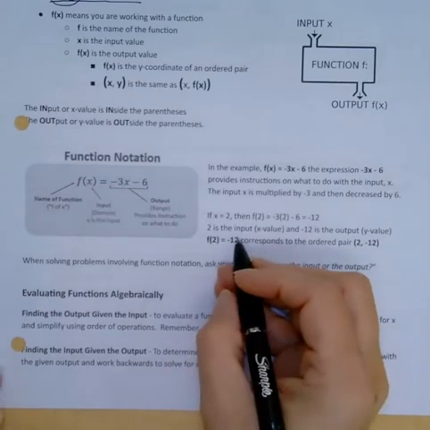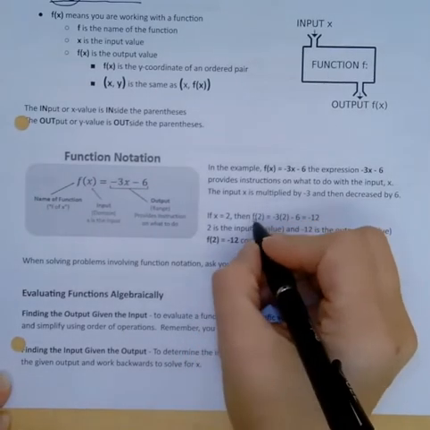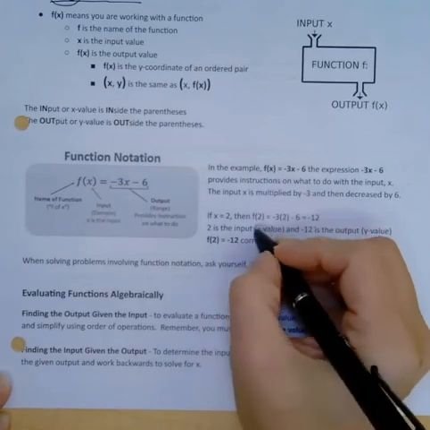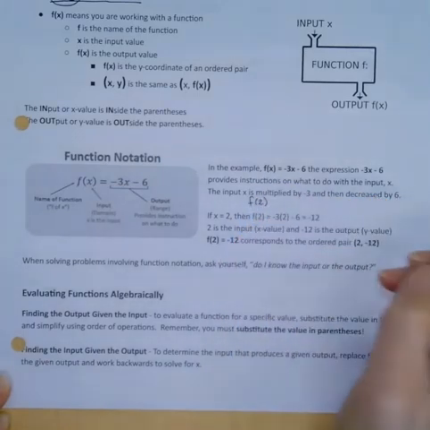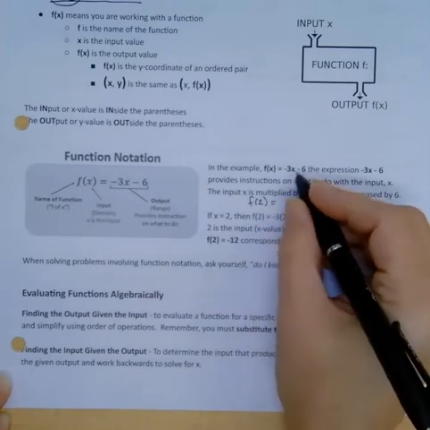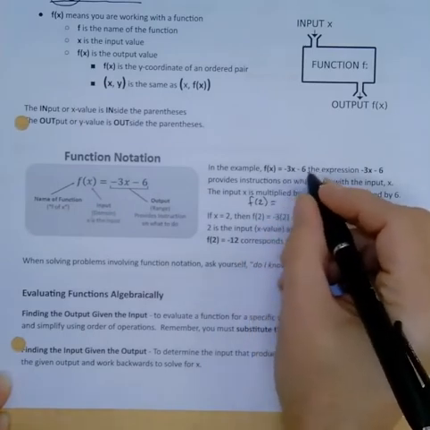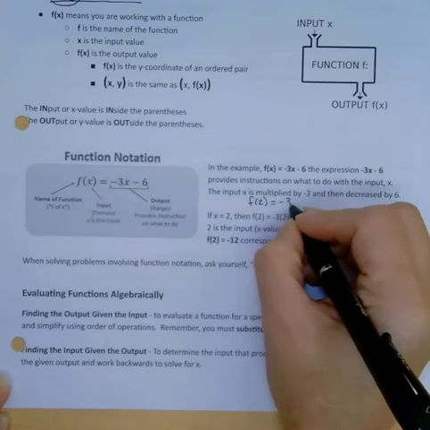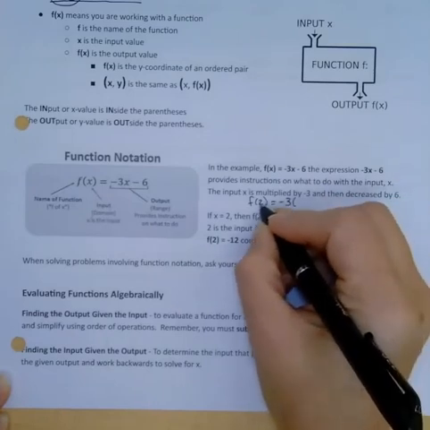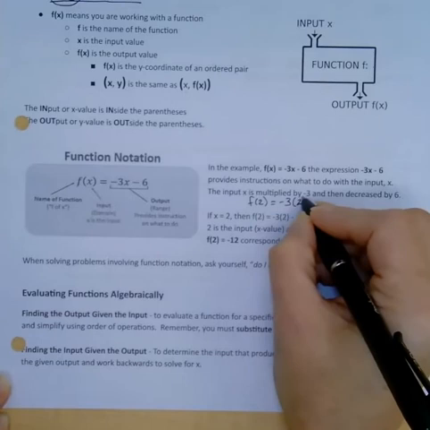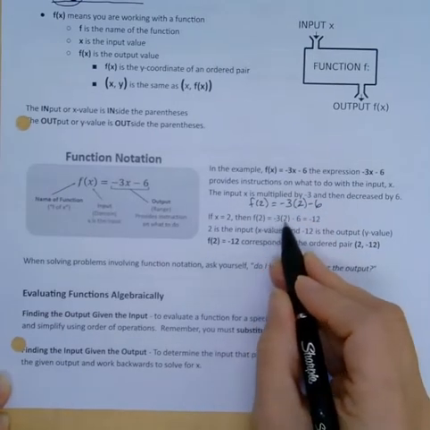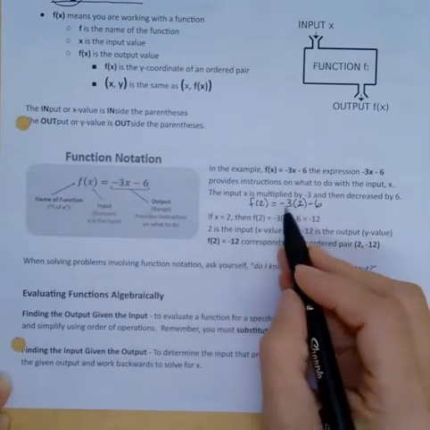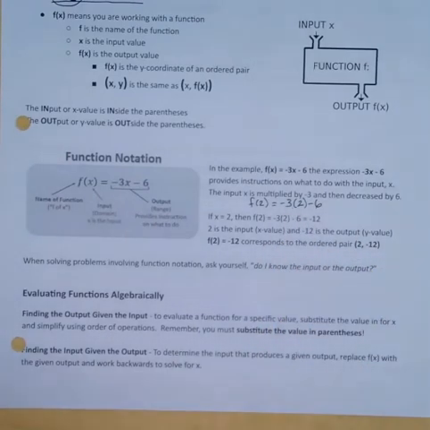So if I know that my input is 2, look at this. Instead of saying f of x, I'm going to say the f of 2, right? 2 is my x. The f of 2 equals, I'm just going to plug everything I know in to the other part of this equation. Negative 3 times, well, I know my x value is 2, so I'm just going to plug in 2 there, minus 6. And you can see that we did that negative 3 times 2 minus 6. And order of operations, we have negative 6 minus 6, which equals negative 12.